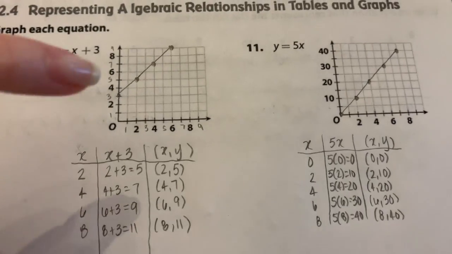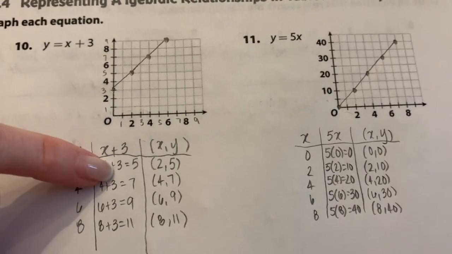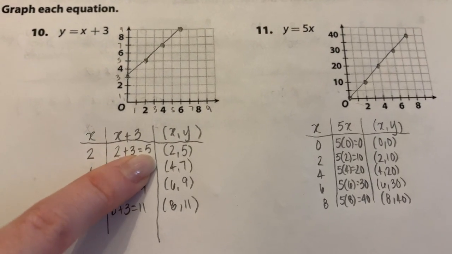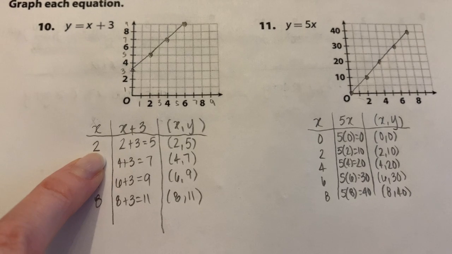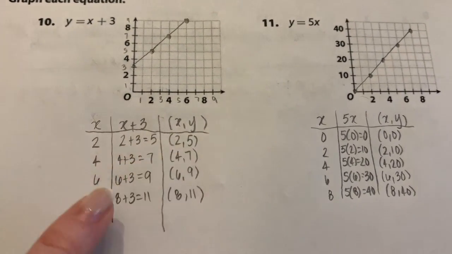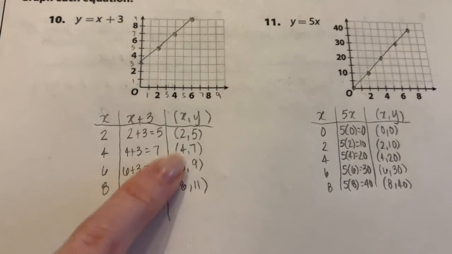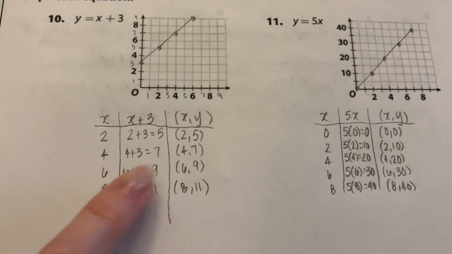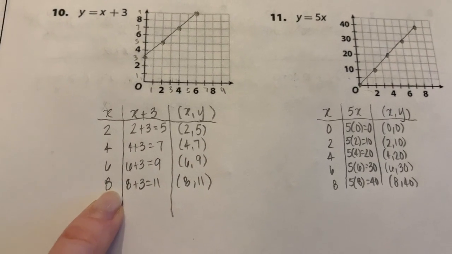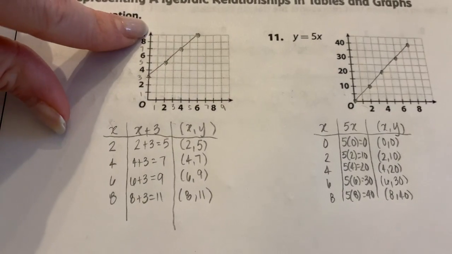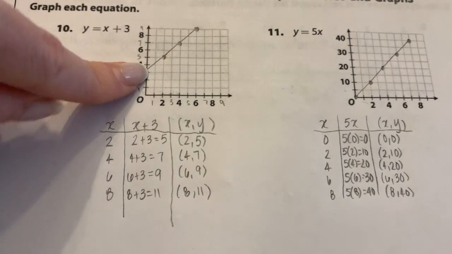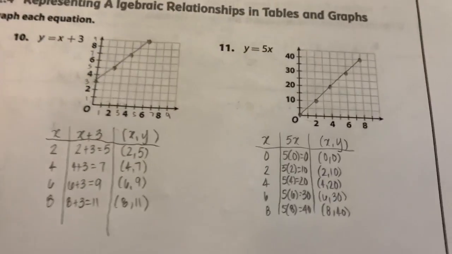Just to remind you, you plug in your x values into the equation to get your y value. So when I plug in 2, I got 5, which made my point x, which is 2, comma y, which was 5. So it was 2, comma 5. I plugged in 4 and I got 7, so that was 4, comma 7. Plugged in 6 and I got 9, so it was 6, comma 9. And then when I did 8, I got 11, which was not on the graph. So I decided, you don't have to do this, but I decided to plug in 0 and I got 3. And that was my line.